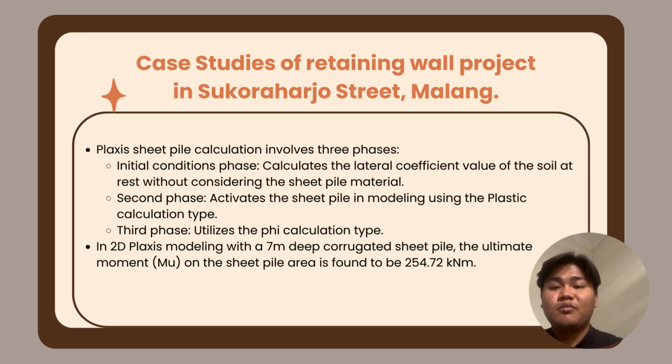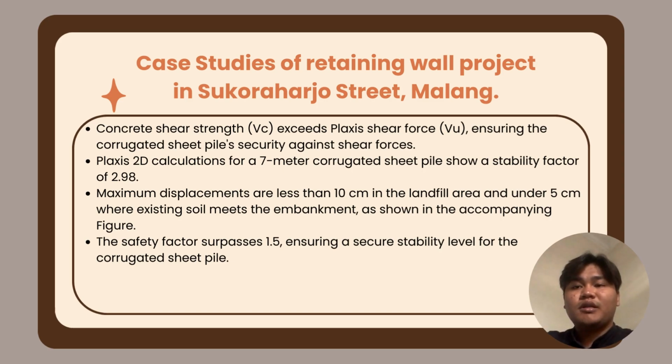So in Plaxis 2D modeling with a 7 meter deep corrugated sheet pile, the ultimate moment on the sheet pile area is found to be 254.72 kilonewton meter. Next, based on the result from the case study, the concrete shear strength exceeds the Plaxis shear force, ensuring the corrugated sheet pile's security against the shear force.